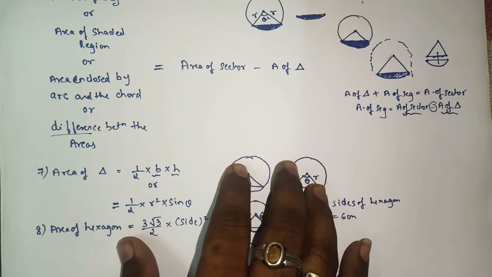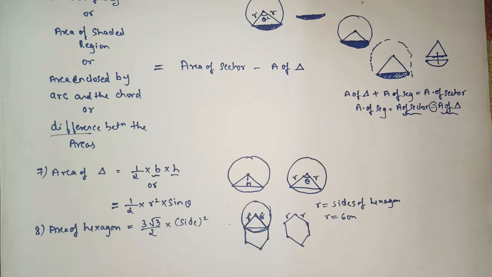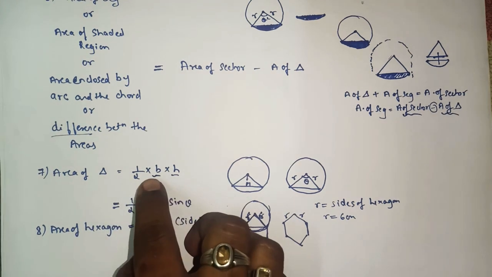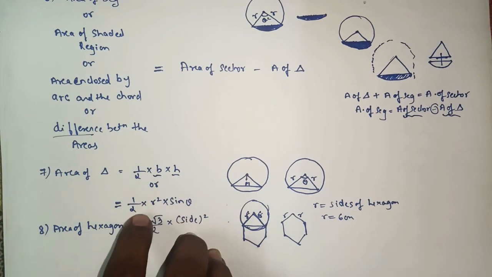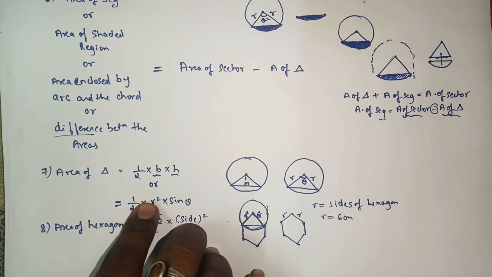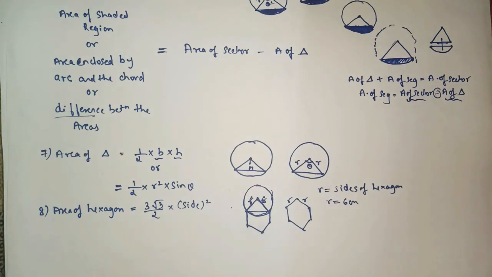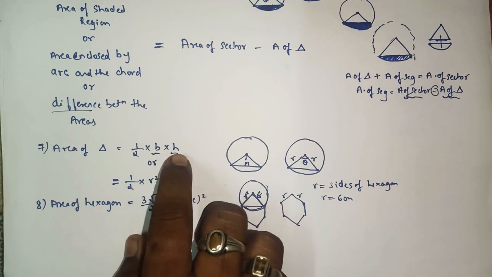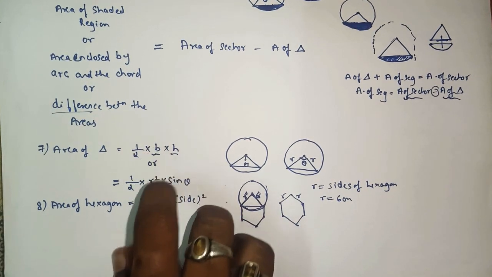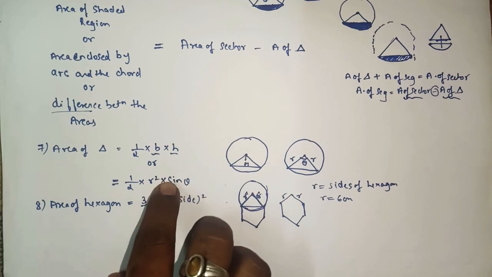Okay, so the next formula was area of triangle, half into base into height. When you have base and height you will apply this formula. When you have radius and theta you will apply the other formula. In both cases you will get the answer for the area of triangle. It depends on the value which is given. If you have base and height, apply this. If you have radius and theta, you will apply the second formula.